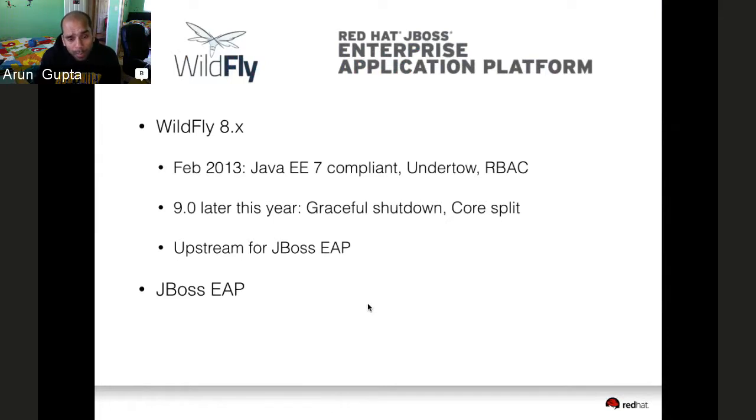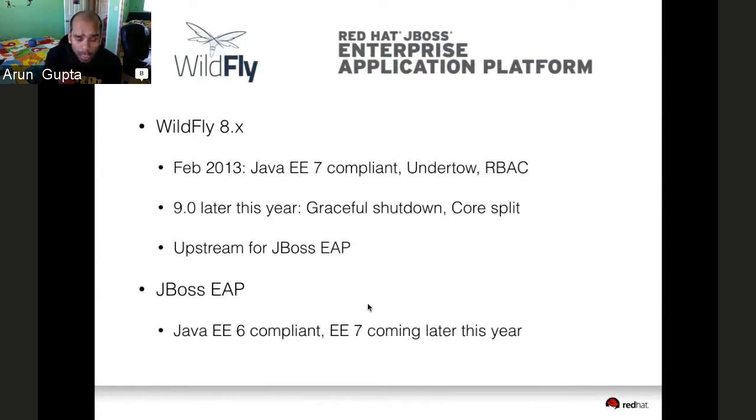And in 9.0, again, we have some really cool features coming up, like graceful shutdown, where your connections are not disturbed if you're initiating the shutdown process, and making it a lot more modular. This is also the upstream version for JBoss EAP, which is a commercial edition where you can get commercial support for WildFly. Now, JBoss EAP today is Java EE 6 compliant, but EAP 7, which is coming out hopefully later this year, will be Java EE 7 compliant. So you can build your application on WildFly, deploy it, but if you need commercial support, you will have to wait for EAP 7, which should be available in the next few months.